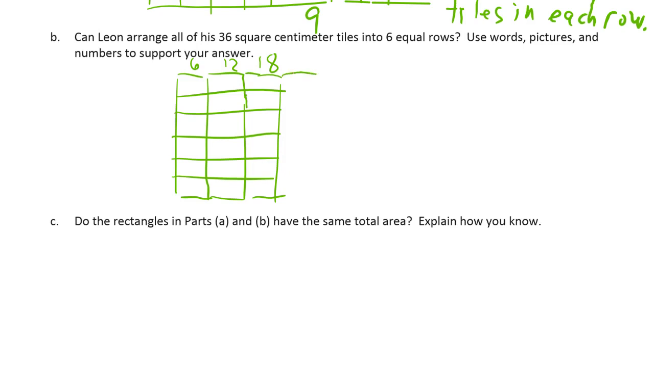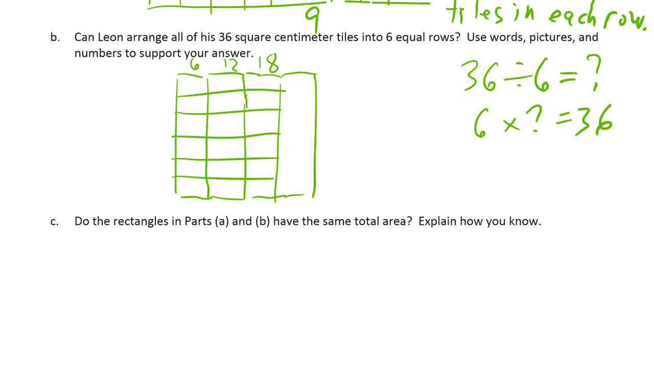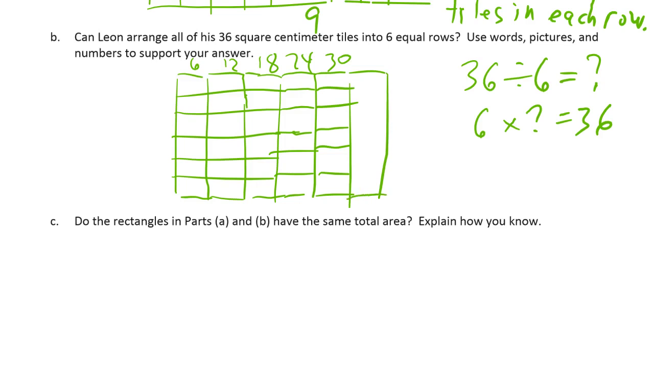The equations are going to be 36 divided by 6 equals something, or 6 times something equals 36. And if you know your facts, you may already know this without having to skip count. 24, well, those sixes are certainly trickier than fives and tens. 36. And you can see that this is a 6 by 6 rectangle.